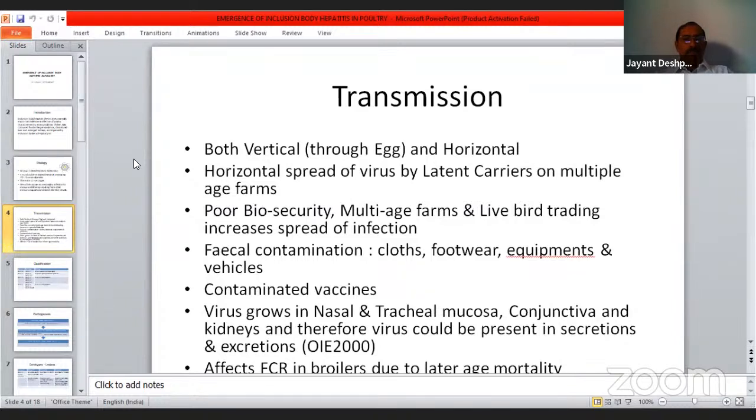So all the excretions and secretions, including feces, tears coming from the eyes, and mucus coming from the trachea and nasal passage, carry a lot of virus, which is a major contaminating fluid. And as I already said, it affects FCR very badly, because the mortality happens at the later stage.